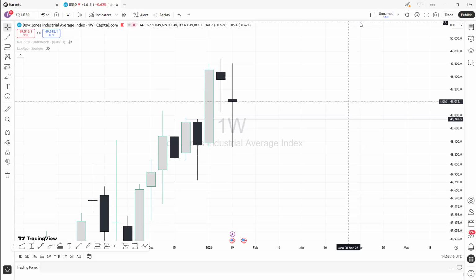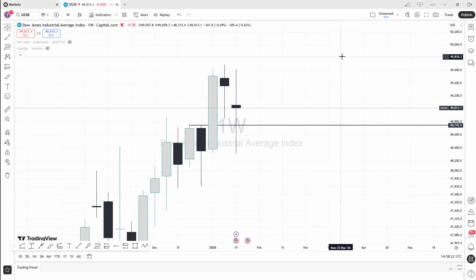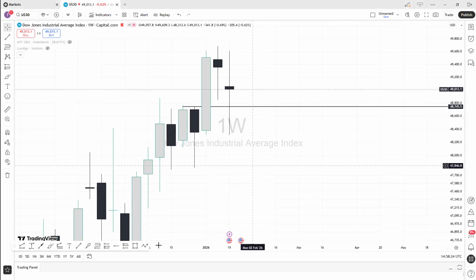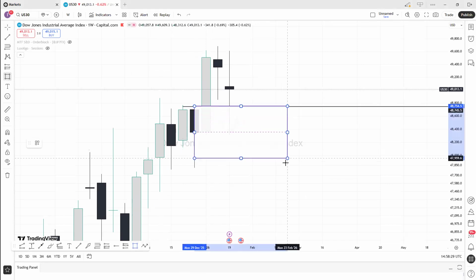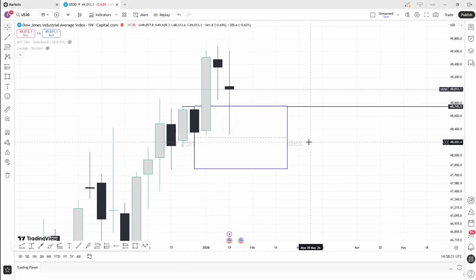All right, let's continue. We can start with the US 30 on weekly time frame. You can see here we have this beautiful demand zone.